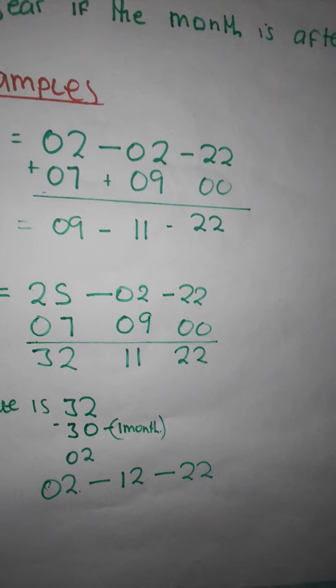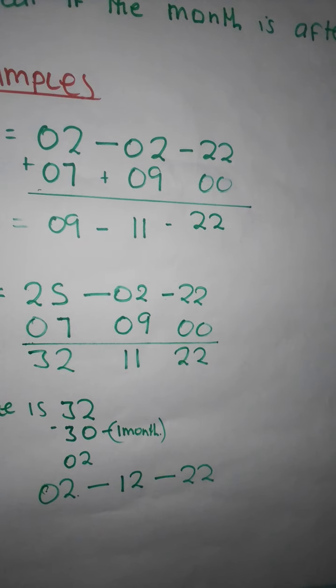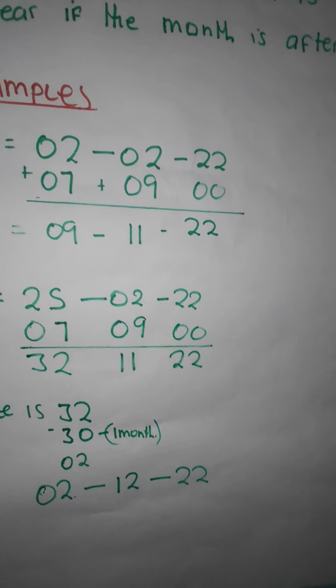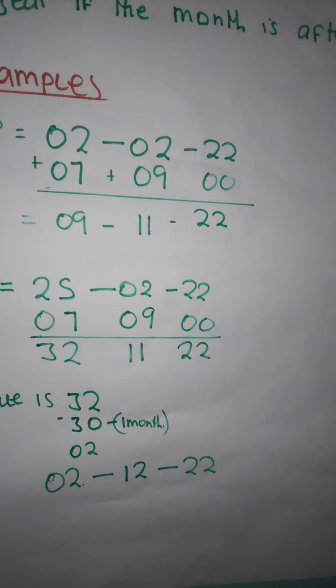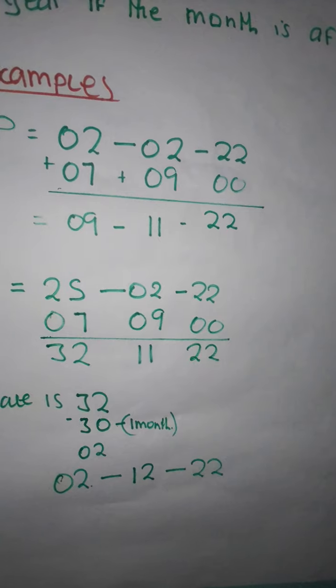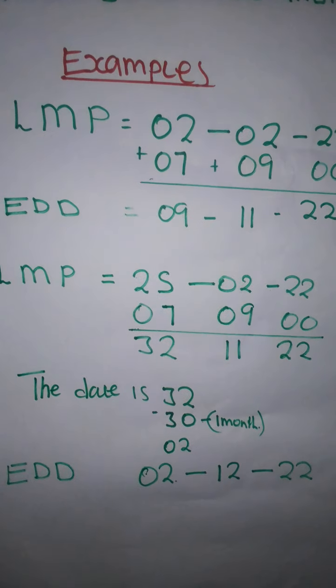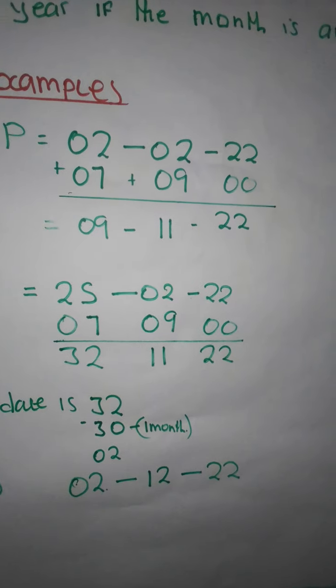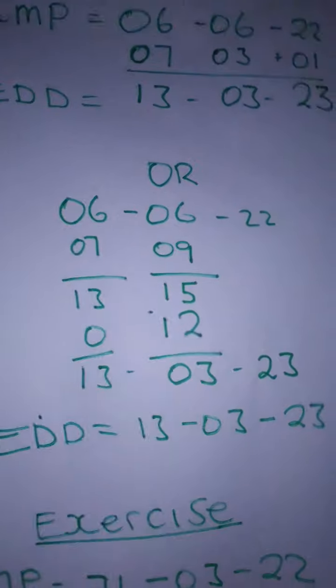Then on the number of days, the difference which is there, 32 minus 30, gives us 2, that's the date. So it will be 2 December 2022. That will be our estimated date of delivery. I hope it's clear. Okay, we have another example.